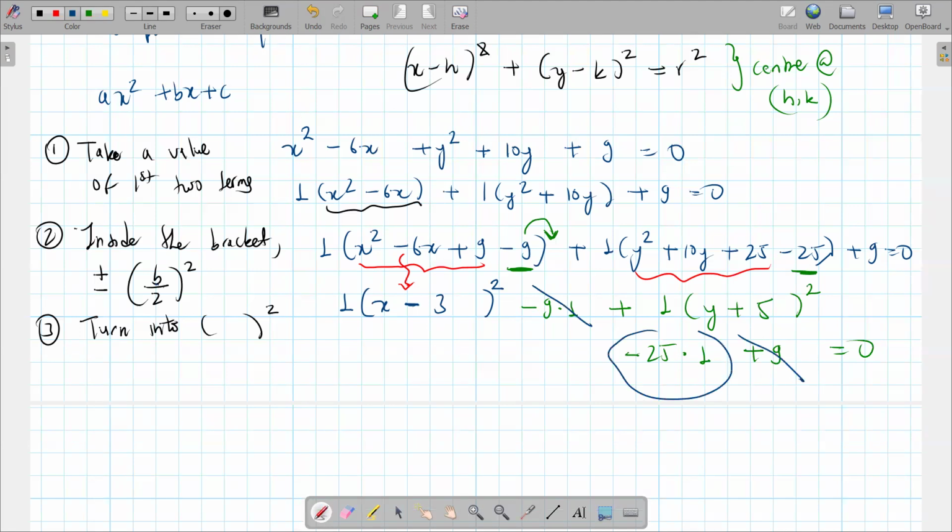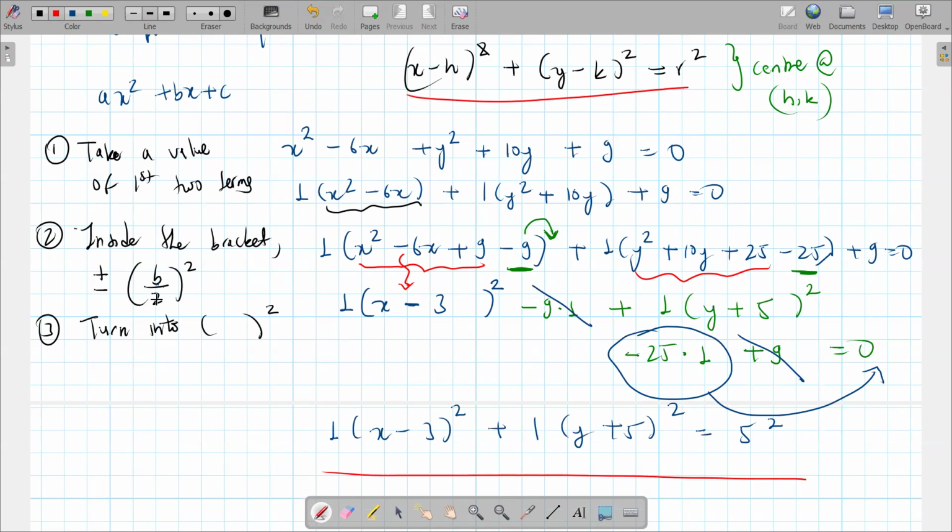I'm going to move this minus 25 onto the other side. Therefore, look at this. You have 1 times x minus 3 squared plus 1 times y plus 5 squared is equal to, there's a 25 on the other side, so that becomes 5 squared. Now that is finally in the right form. So the center of the circle is at 3 and negative 5, and the radius of the circle is 5 units.